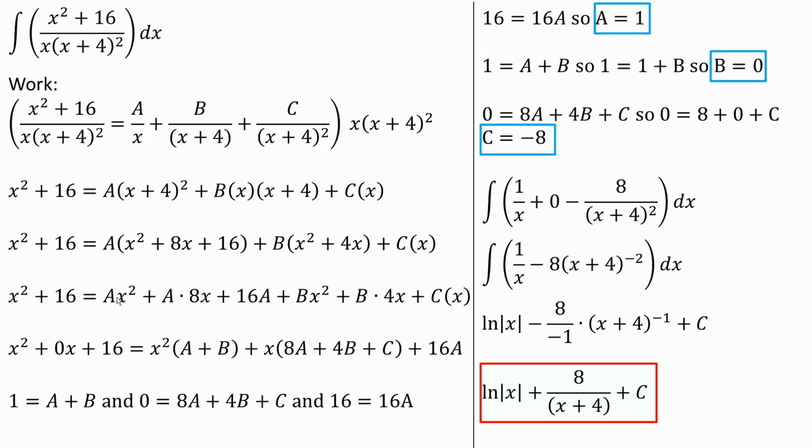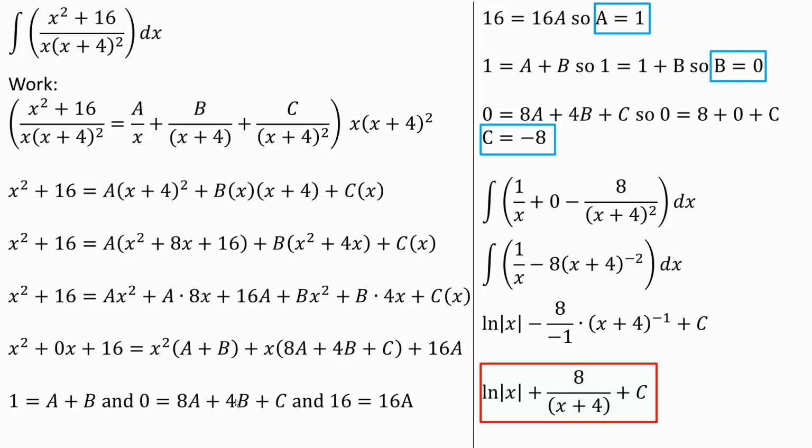So we would get x squared times parentheses a plus b, close parentheses, plus x times parentheses 8a plus 4b plus c, close parentheses, plus 16a. And on the left-hand side, we had x squared plus 16, but we also had a 0x. And so now we can say that 1 is equal to a plus b, because x squared is 1x squared, and here we have x squared parentheses a plus b. And so 1 is equal to a plus b.